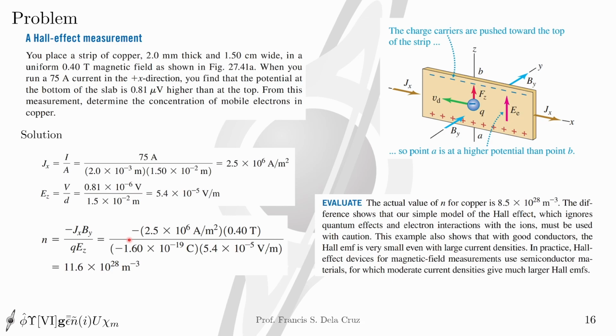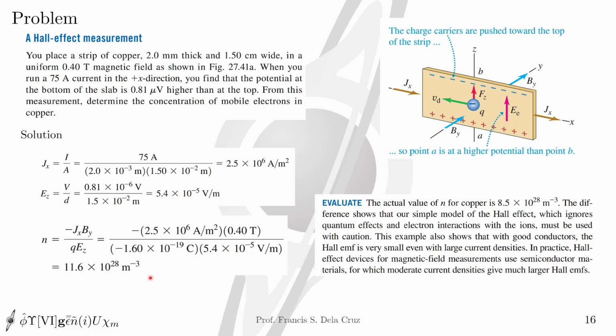Now that we have the values for Jx and Ez, we can solve for the concentration of the mobile electrons in the copper. So we have an equation which is NQ equals negative Jx over Ez. Then we just divide both sides by Q, which is the fundamental charge, and substitute all of the given values, and the solved values for Jx and Ez will give this answer. So the concentration of mobile electrons in copper is 11.6 times 10 raised to 28 per cubic meter.